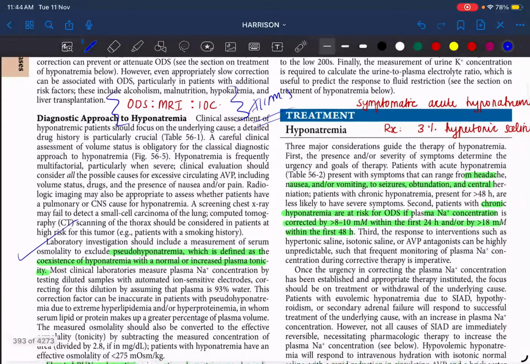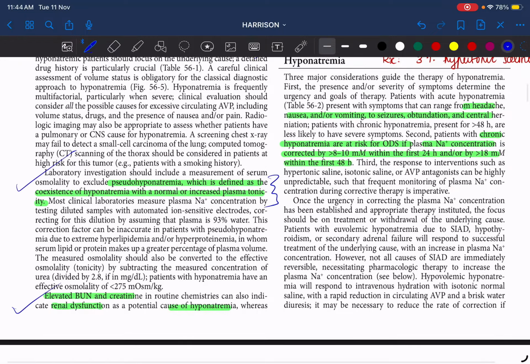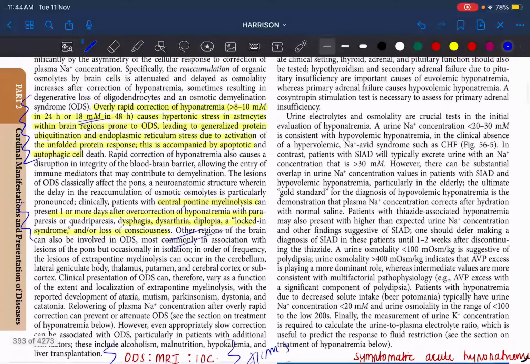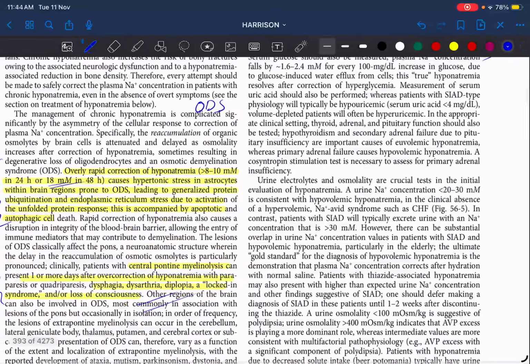Coming to the diagnostic approach to hyponatremia, in the laboratory we always have to exclude pseudo-hyponatremia. What do you mean by pseudo-hyponatremia? That is hyponatremia present along with normal or increased plasma tonicity. Whenever there is associated elevated blood urea nitrogen and creatinine, we have to think about it. As I told you, in acute hyponatremia we have to rule out iatrogenic causes. In chronic hyponatremia, first SIADH, then we have to think about renal dysfunction, because it is a most common cause of hyponatremia. And when it comes to hyperkalemia with hyponatremia, always think about hypoaldosteronism or primary adrenal insufficiency.